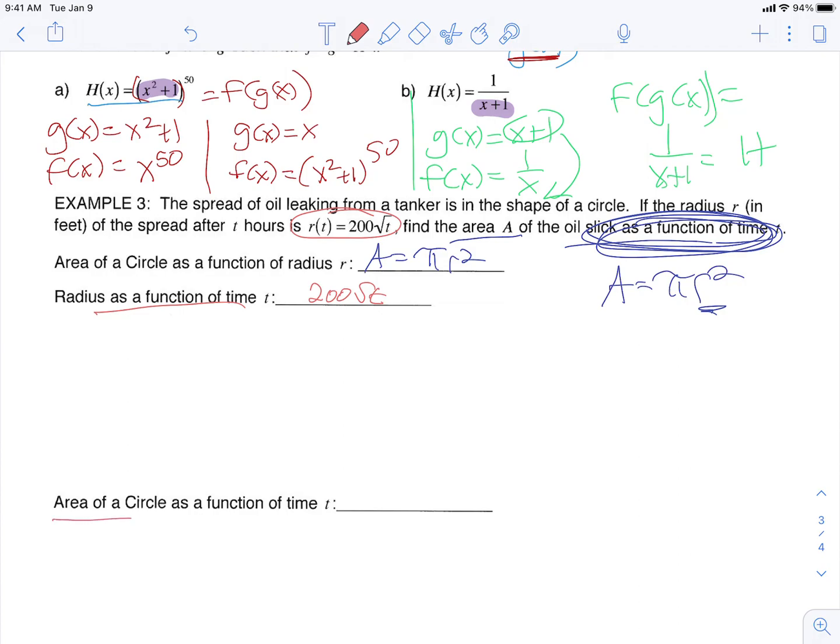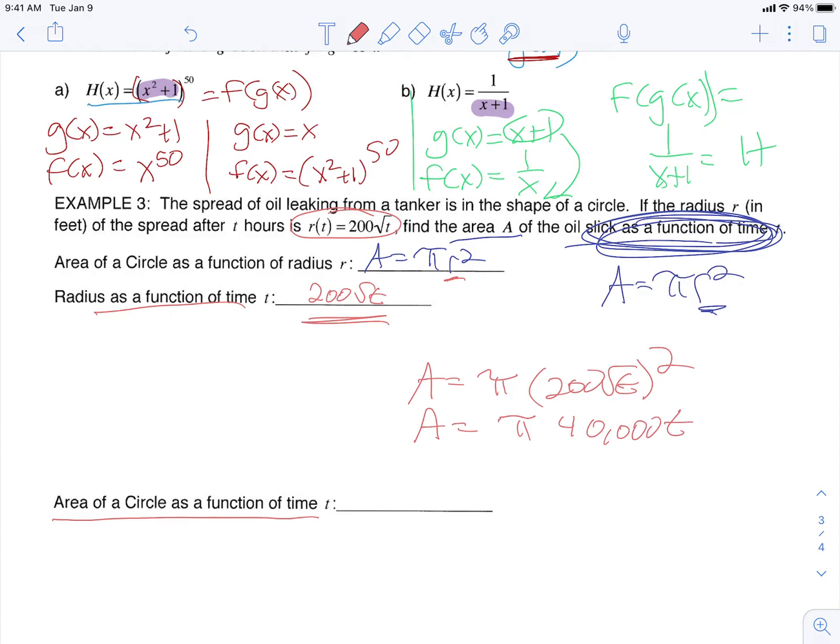Now it says area of the circle as a function of time t. So I'm basically replacing the r squared with my new radius formula. So area is equal to pi times 200 root t squared. And you just clean it up a tiny bit, but it's really not that much work to be shown here. Area is equal to pi times 40,000 t, or it's probably better visually to write it as area is equal to 40,000 t pi.